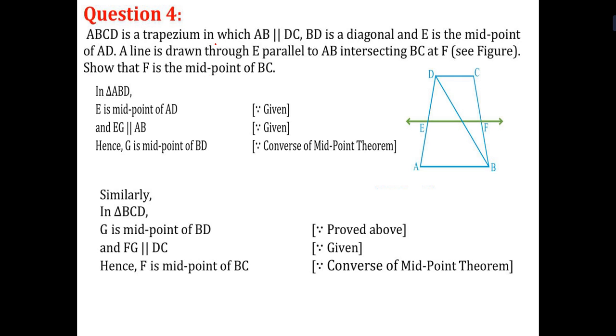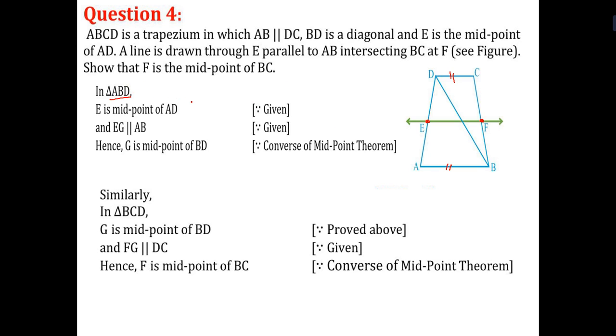ABCD is a trapezium in which AB is parallel to CD, and BD is a diagonal. E is the midpoint of AD. A line is drawn through E parallel to AB, intersecting BC at F. Prove that F is the midpoint of BC.